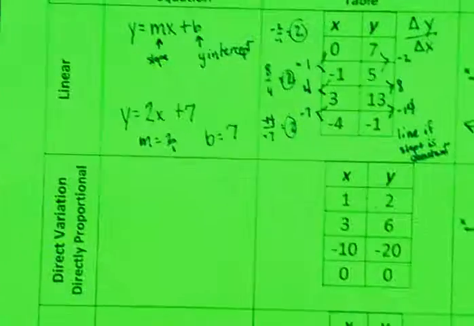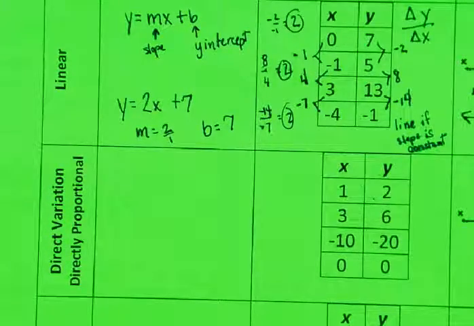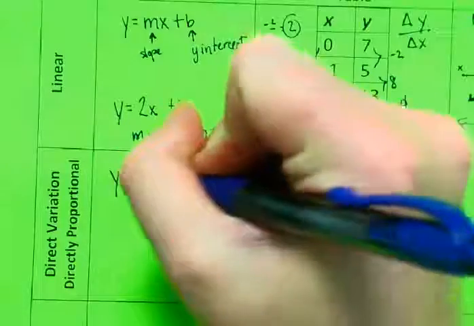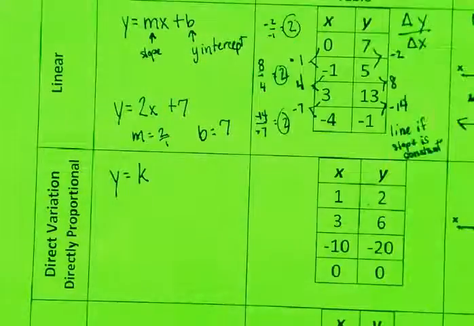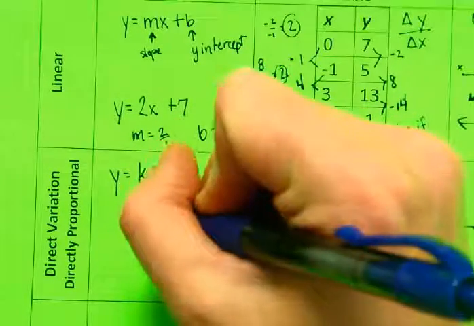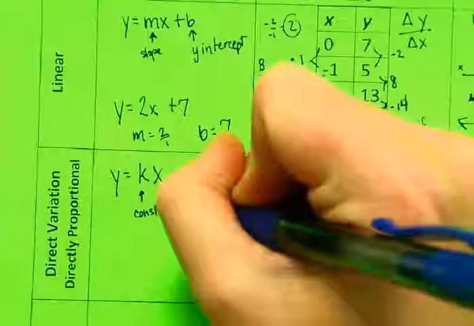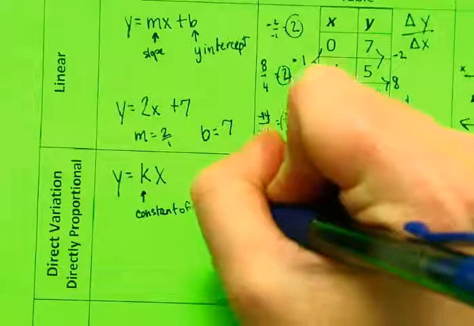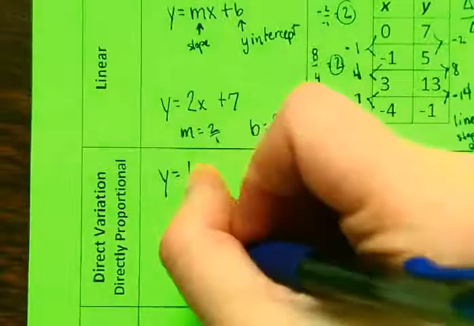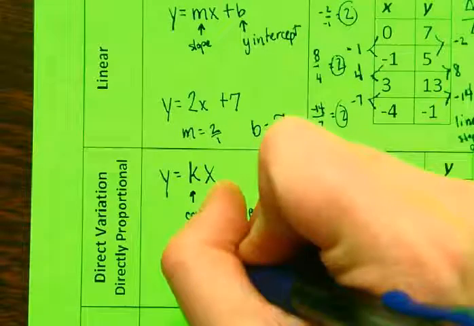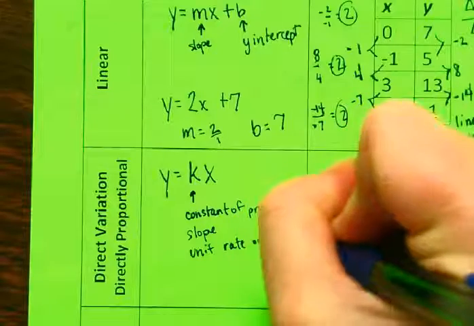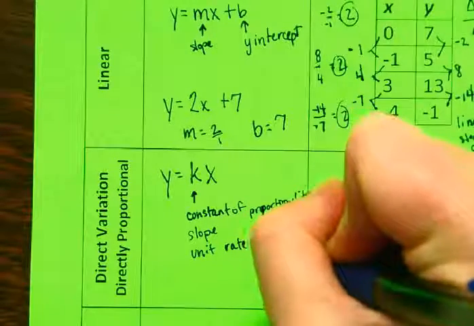So now we're going to look at direct variations or directly proportional situations. The generic form of a proportional relationship is y equals kx, where k is called the constant of proportionality. But another word for that that's more familiar to you is probably slope, or the unit rate, or the rate of change. Those are all talking about the same thing.